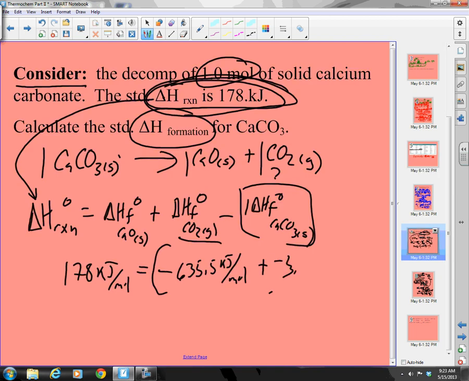Negative 393. Wow, that's pretty. Negative, like the last woman I dated. Yikes. Negative 393.5 kilojoules per mole.